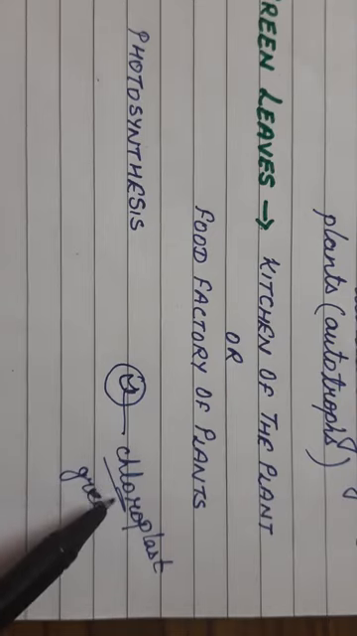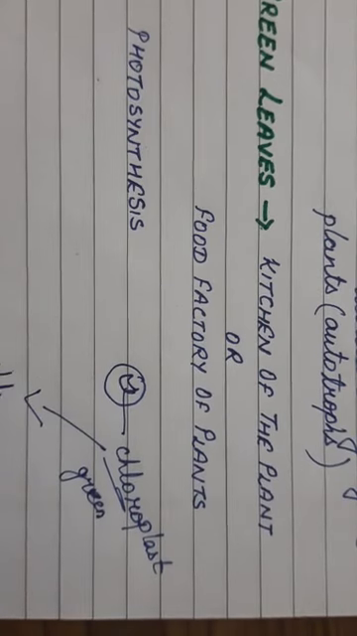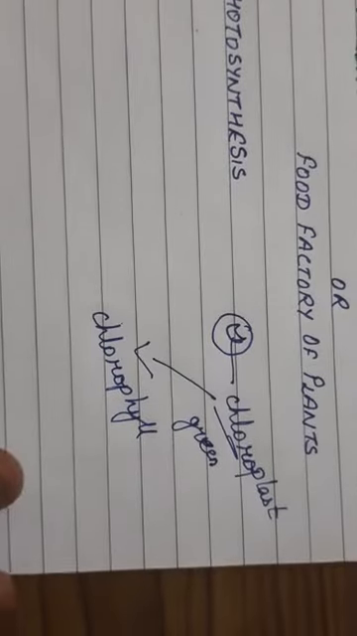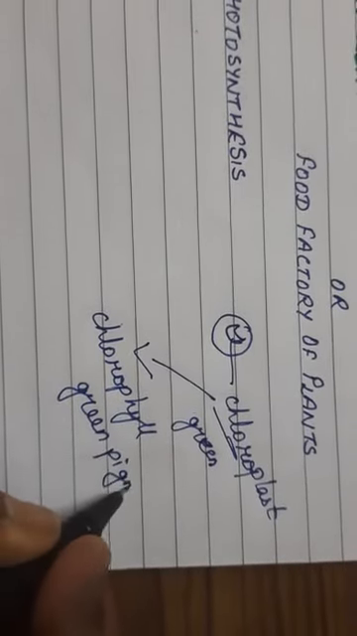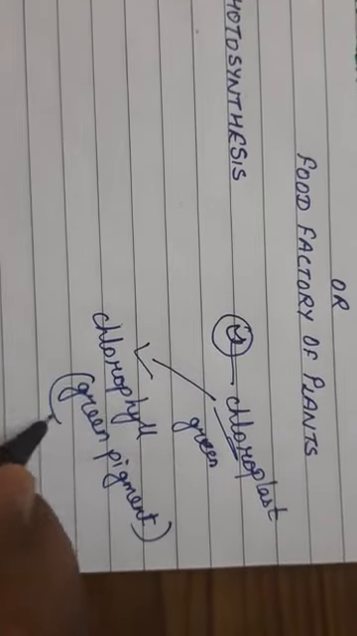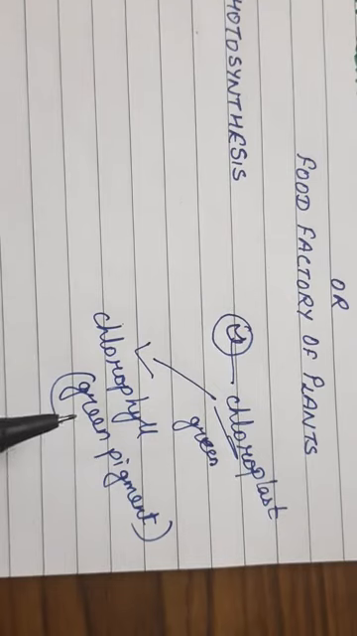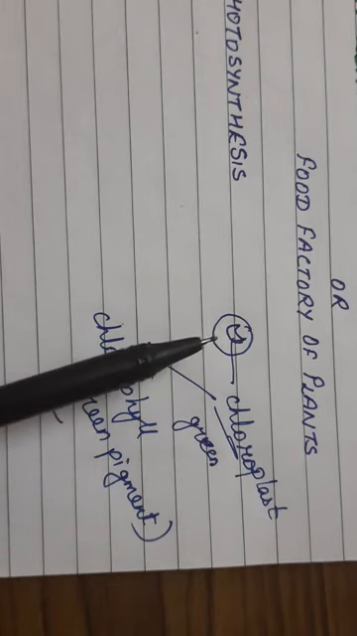The chloroplasts contain a green colored pigment which is called chlorophyll. You all have studied about chlorophyll. Okay, so what is chlorophyll? Chlorophyll is the green pigment present in the plants. And where is this chlorophyll present? This chlorophyll is present in the chloroplast, which is in the leaf.